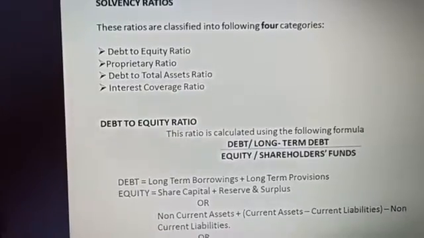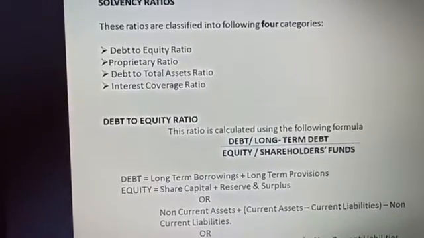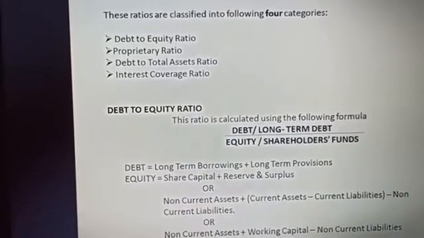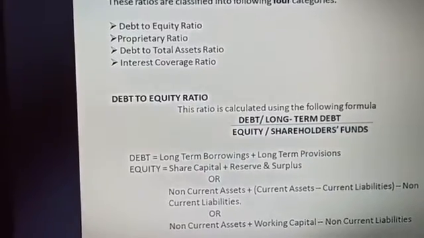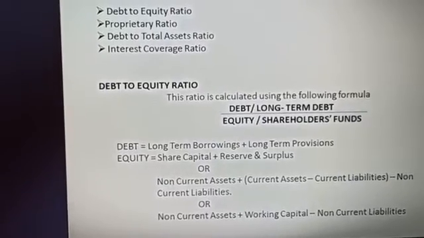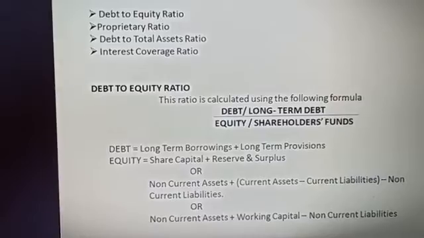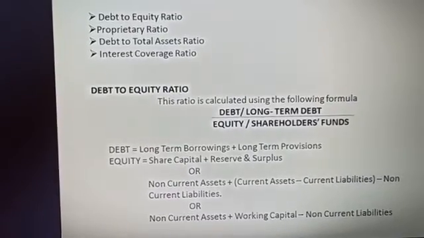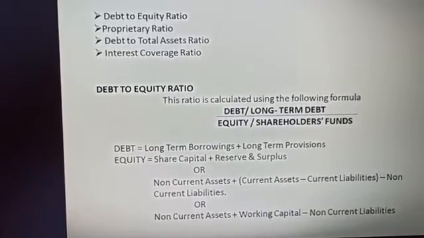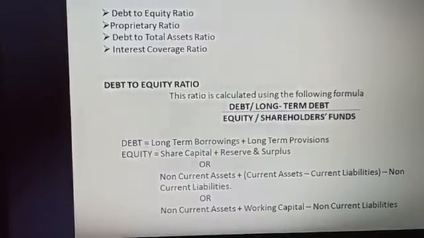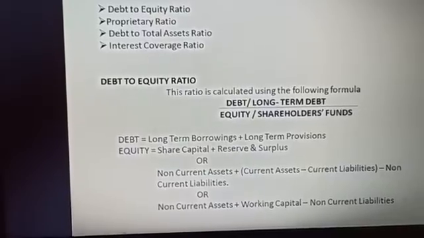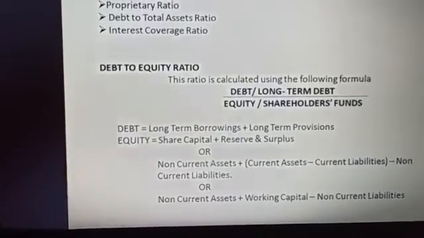Debt to equity ratio. This ratio is calculated using the following formula: debt divided by equity, or long-term debt divided by shareholders' fund, where debt equals long-term borrowing plus long-term provisions, and equity equals share capital plus reserve and surplus, or non-current assets, that is fixed assets, plus current assets minus current liabilities minus non-current liabilities, which comprise long-term borrowing and long-term provisions. Or non-current assets plus working capital (current assets minus current liabilities) minus non-current liabilities.